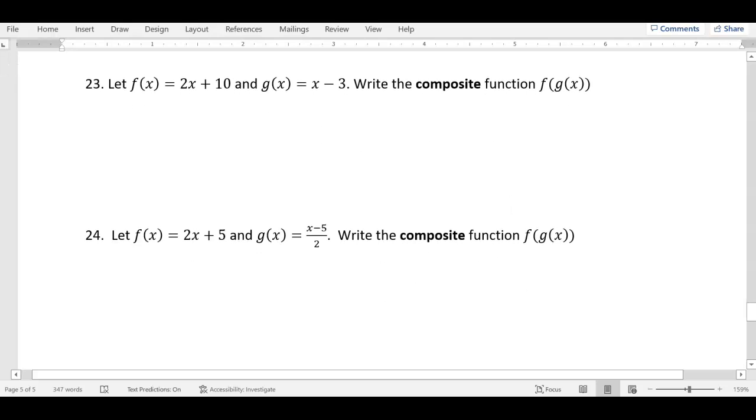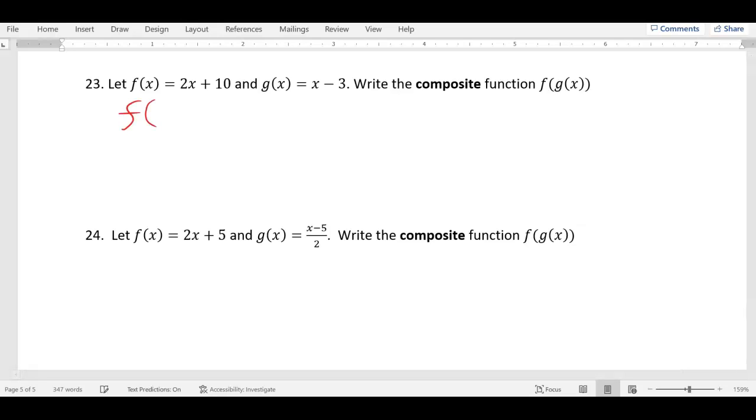23. Let's do another composite, f of g of x. I'm just going to cut to the chase. f, and then instead of x, put a space, and then equals 2, instead of x I'm going to put a space, plus 10. So again, these x's I turn into big spaces. That way I can put g of x there. So g of x goes here, and then x minus 3 goes here.